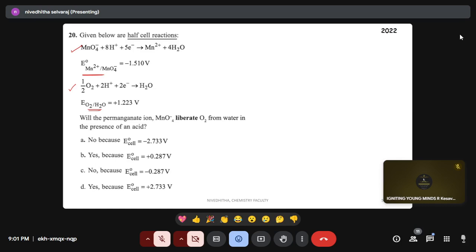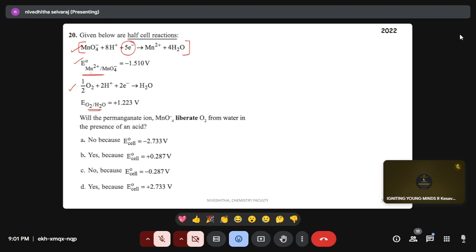We want to be very careful. See, here the equation is a reduction reaction, no doubt about it. And here they've given some representation. Could you please check according to this representation whether the potential is oxidation or reduction potential? Oxidation. Reduction, ma'am.